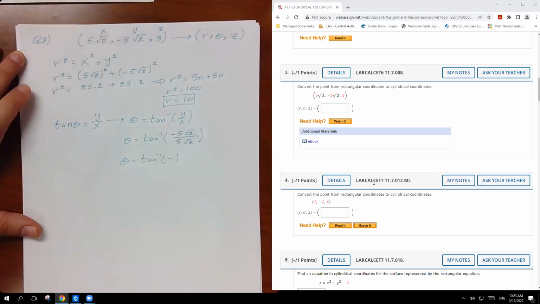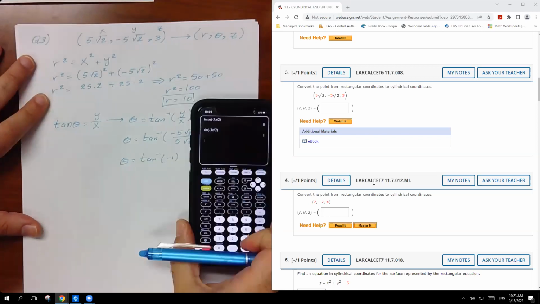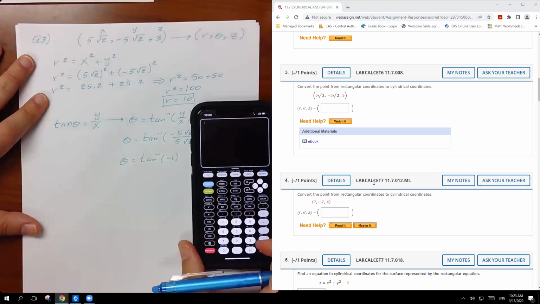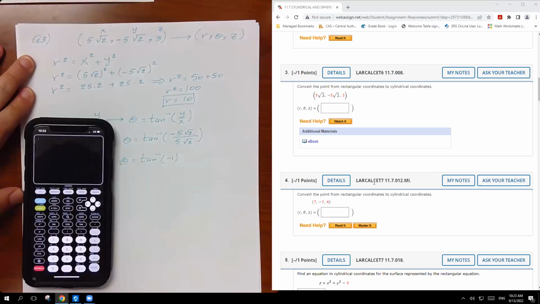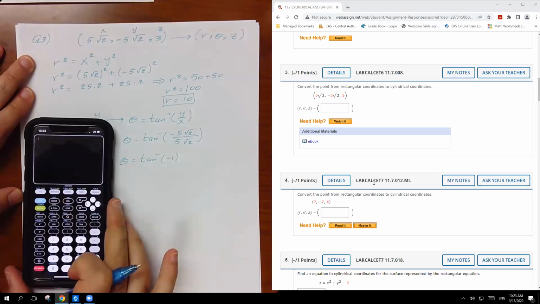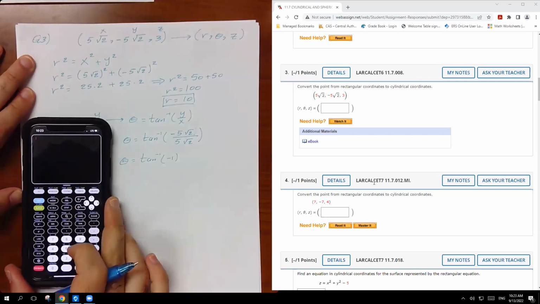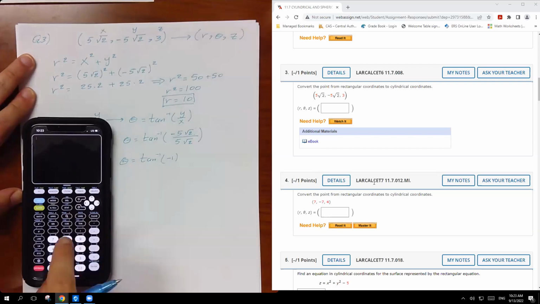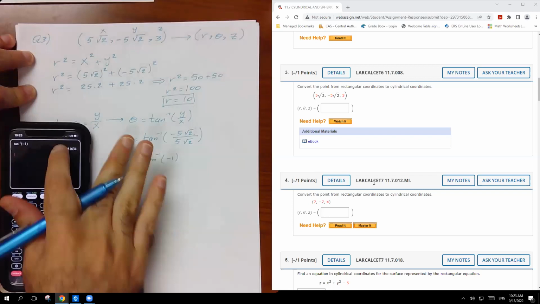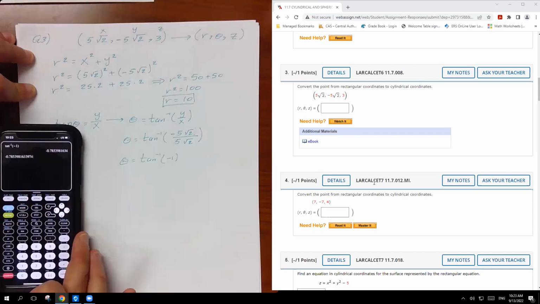Let's check that. Tan inverse of negative 1. Do exactly the same steps. If you're using the 36 Pro calculator, it's going to be easier. So what I'm going to do here, I need to find the tan inverse of negative 1, close the parentheses. You see this number, it's a really long number. I can't plug in this one on WebAssign. You're going to get marked wrong.